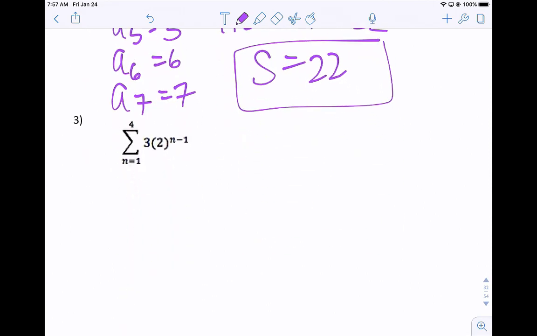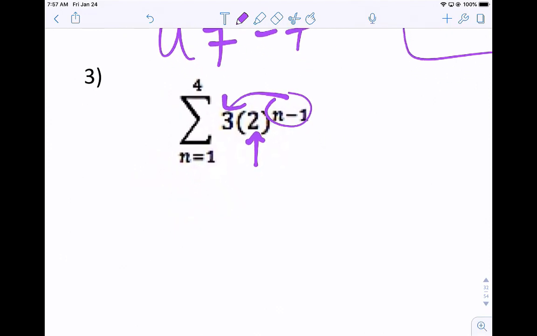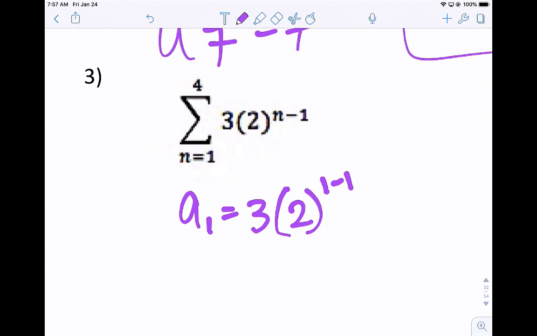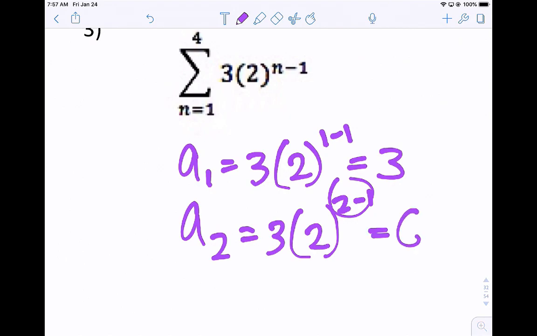Okay. In our last one, we can see that this is geometric. The number's doubling every time. This one starts at the first term, which is 3. And again, we want 4 terms right here. So for the first term, just plug in a 1. 1 minus 1 is 0. Anything to the 0 power is 1, so this is 3. The second term is 3 times 2 to the 2 minus 1. 2 minus 1 is 1. 2 to the first power is 2. 2 times 3 is 6.